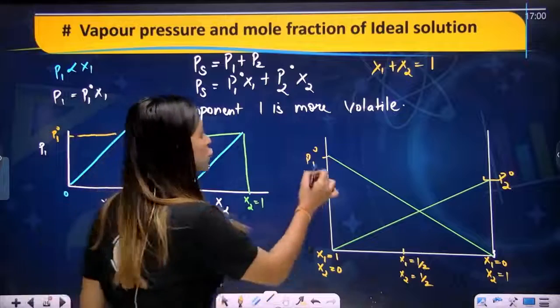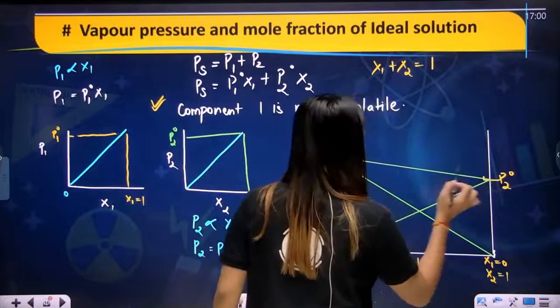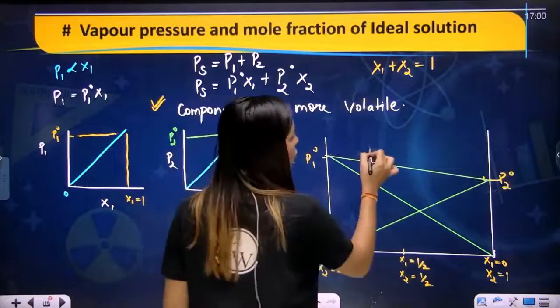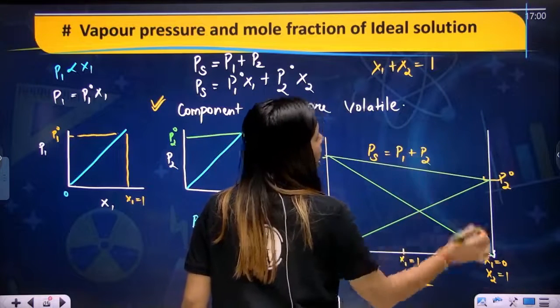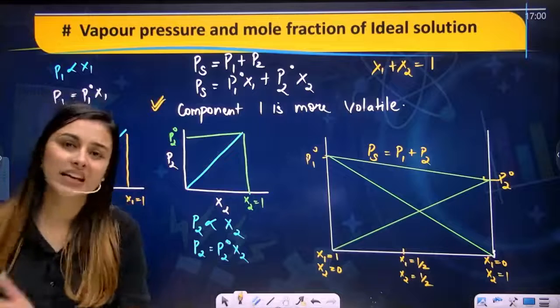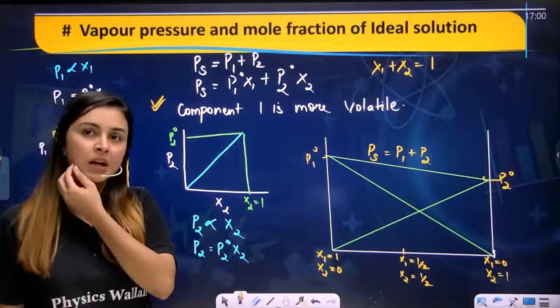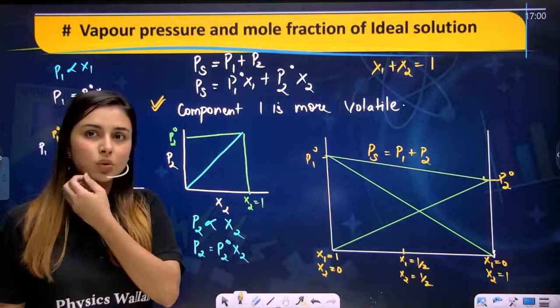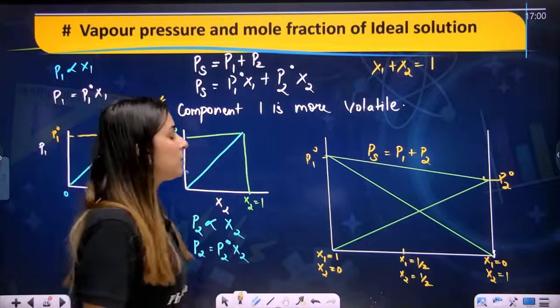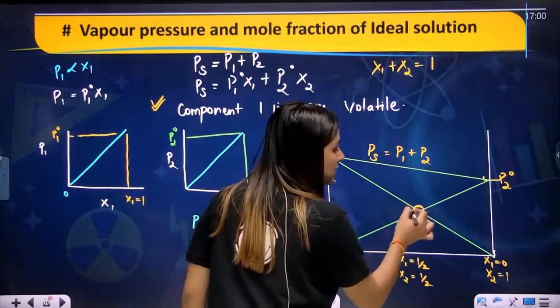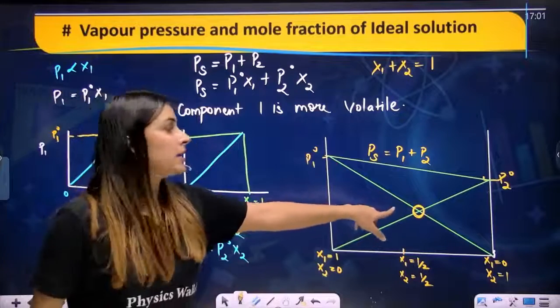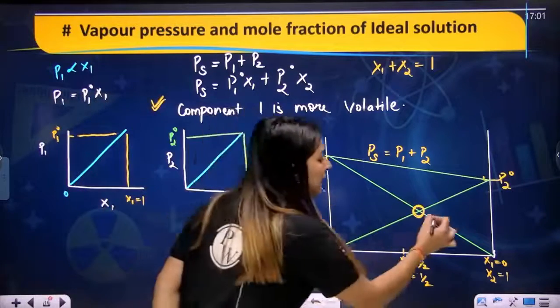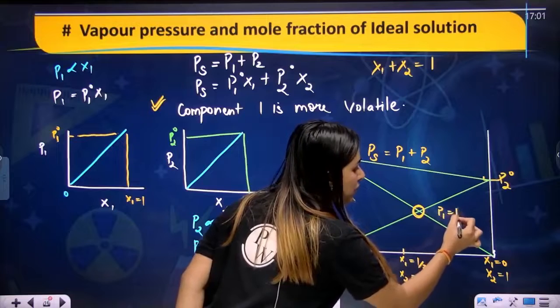Now, if you join these two, my dear students, you actually get the vapor pressure of the solution, which is equal to P1 plus P2 at any particular point. Okay, I hope this is clear with you. And the most important thing is, at this particular point where they cross each other, my dear students, this is the point where P1 pressure is actually equal to P2.